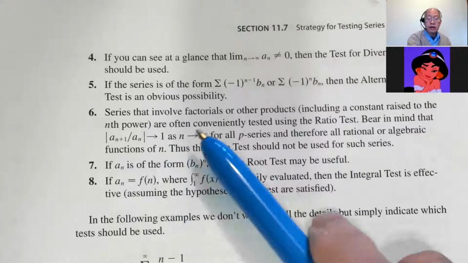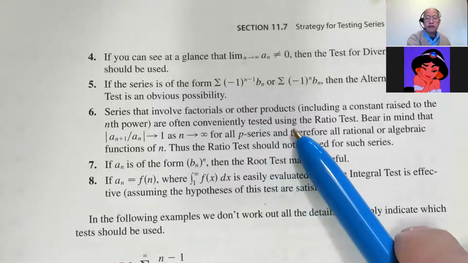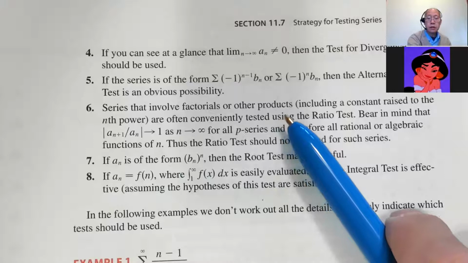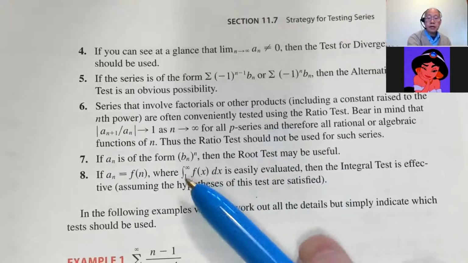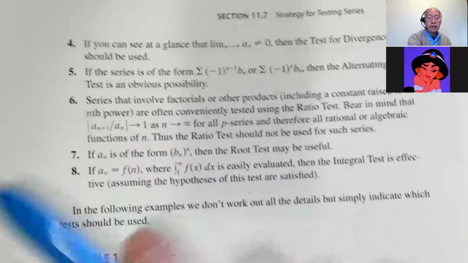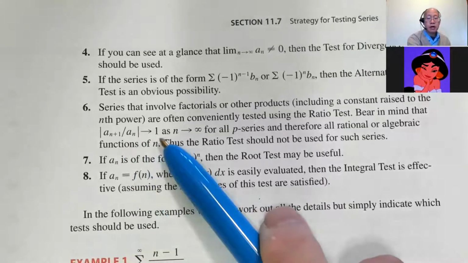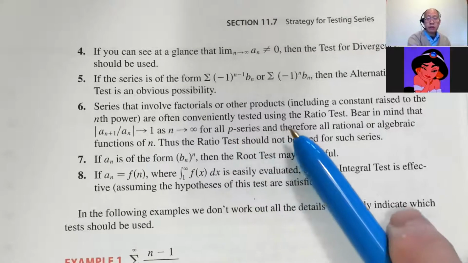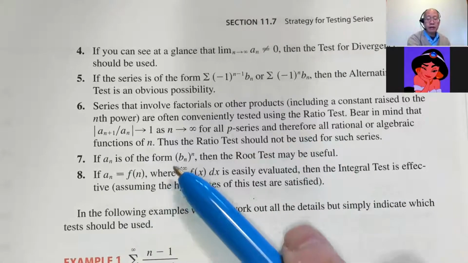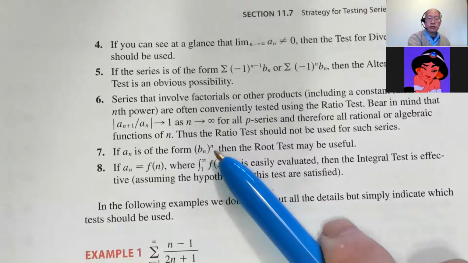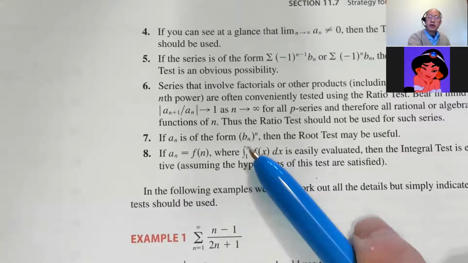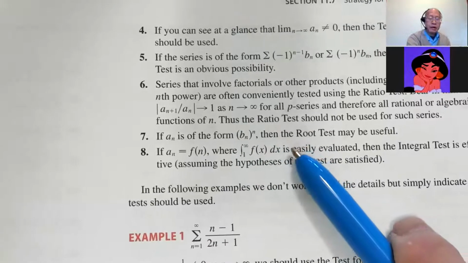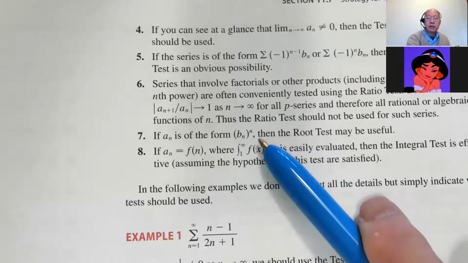Okay, if you see factorials, ratio test is usually good for it. Okay? Often other powers. And let's see. The ratio of a sub n plus 1 to a sub n in absolute value approaches 1 for all p series. So you don't want to use that for rational or algebraic functions of n. Okay, ratio tests would generally fail. Okay, if you can see that you can easily take the nth root, then the root test. There aren't that many problems that involve the root test. You'd have to see something just like that.